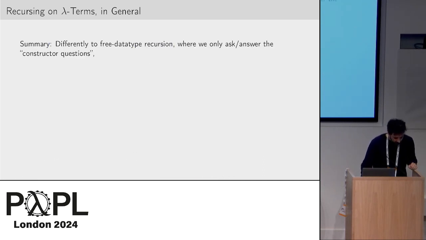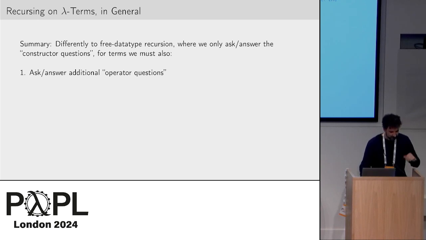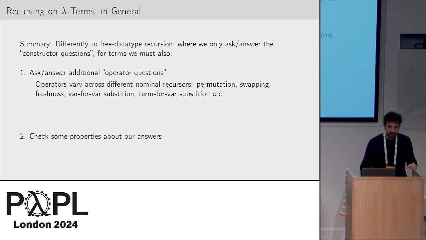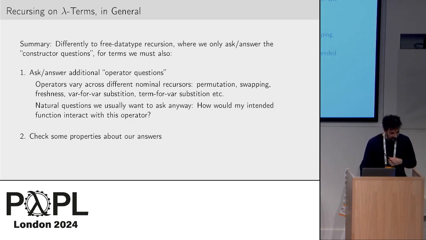Okay, so just to summarize how a nominal recursor works, in addition to the constructor questions, we're asking some additional operator questions. And for the nominal recursors in the literature, which are all discussed in my paper, this combination of the operators varies. So we can have permutation, swapping, freshness, renaming, or substitution. And again, the questions that we ask about them tend to be the natural questions.